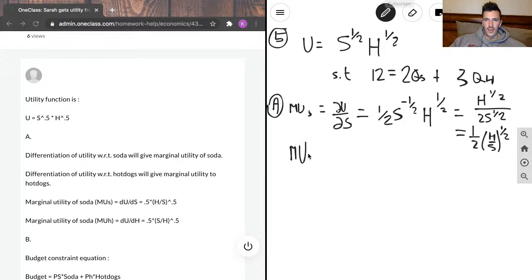Now we get the marginal utility of a hot dog. That's going to be the partial derivative of utility with respect to H for a hot dog. That's going to be 1/2 S to the 1/2 H to the negative 1/2.